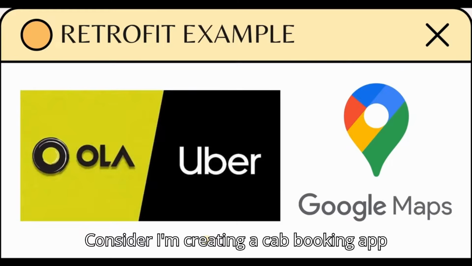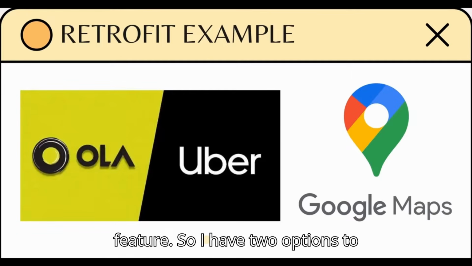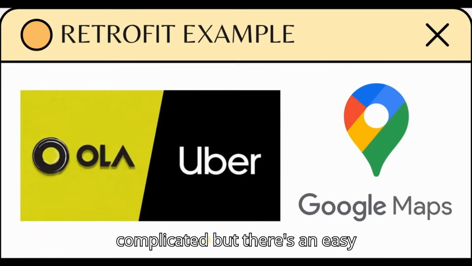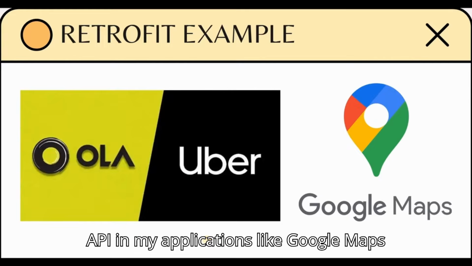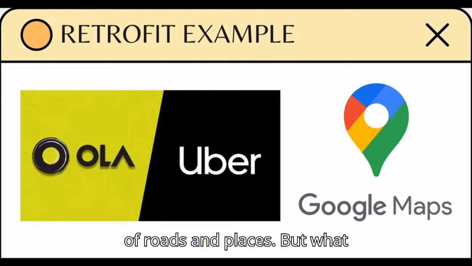Consider I am creating a cab booking app like Ola, Uber, where I need a map feature. So I have two options: to create my own map API, which is kind of complicated, but there's an easy way, that is to simply use a third-party API in my application, like Google Maps API, which has tons of location data of roads and places.